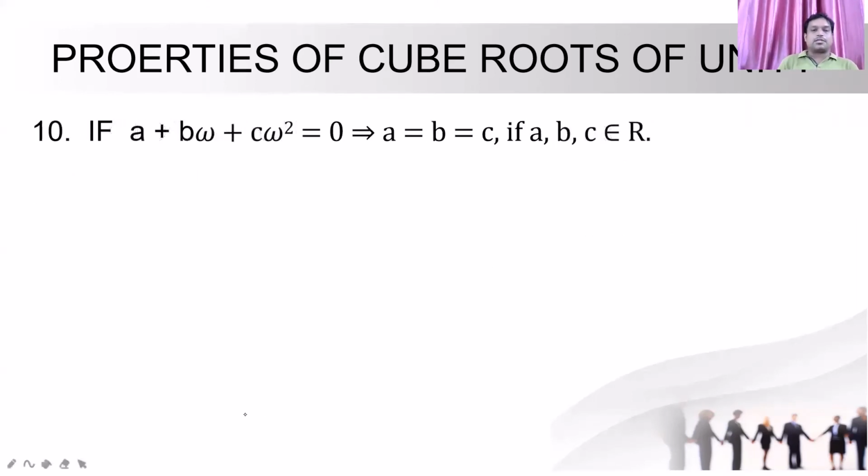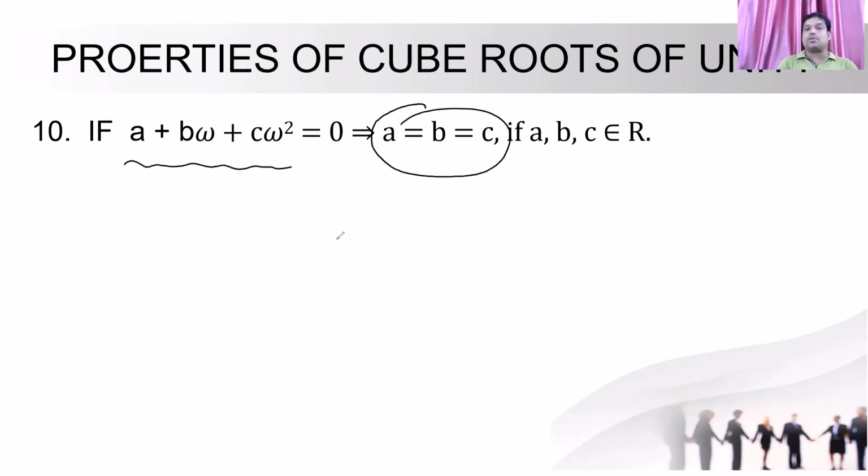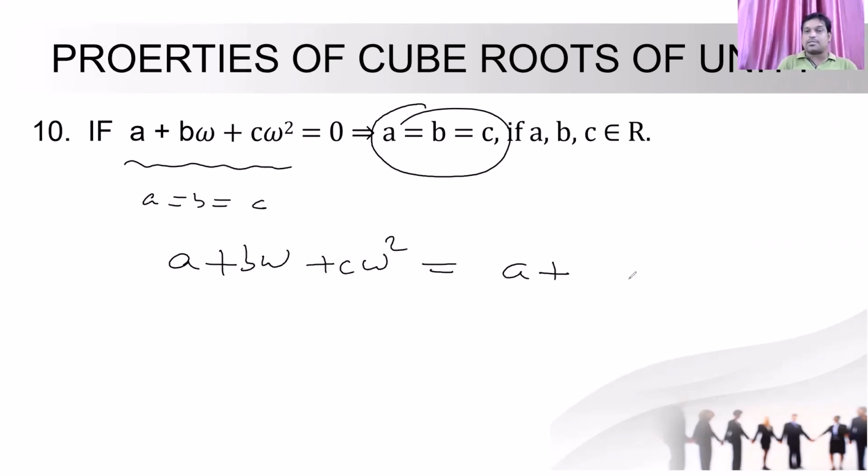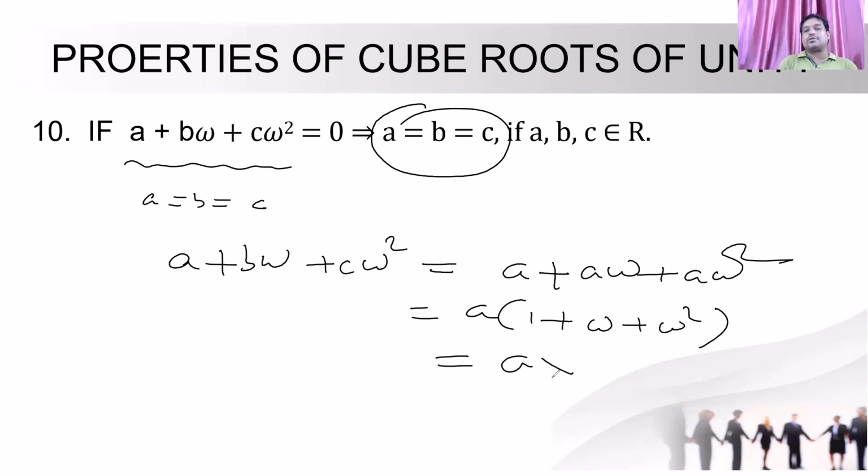So now come to the next thing. What is next? a plus b omega plus c omega square equal to 0. Suppose somewhere a plus b omega plus c omega square equals 0. That means definitely a, b, c will be the same. How? Suppose a equal to b equal to c. So a plus b omega plus c omega square equals what? a plus, in place of b, I'll write a, sorry, a omega plus a omega square. So a common, 1 plus omega plus omega square, that is a into 0, equal to 0. So if I take a equal to b equal to c, you definitely get this one.